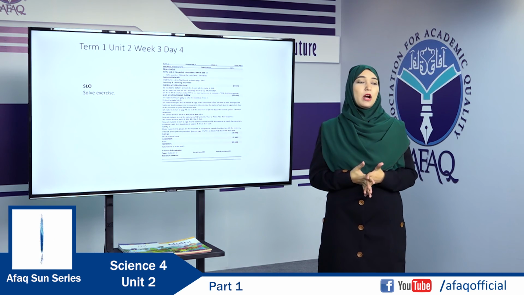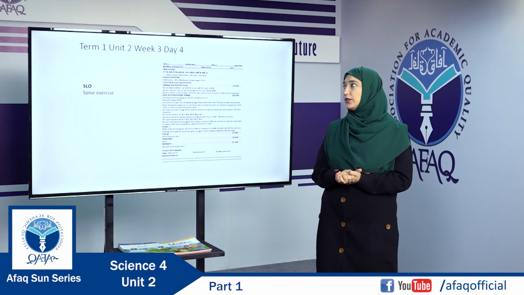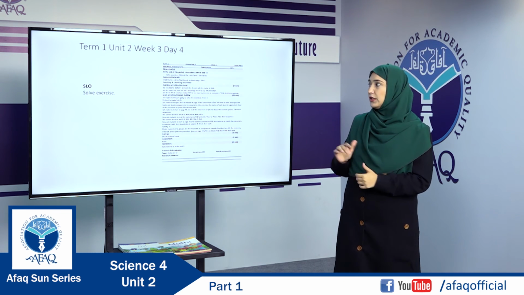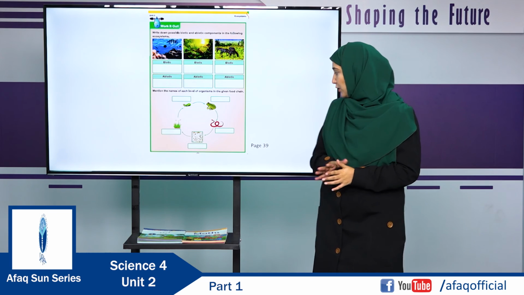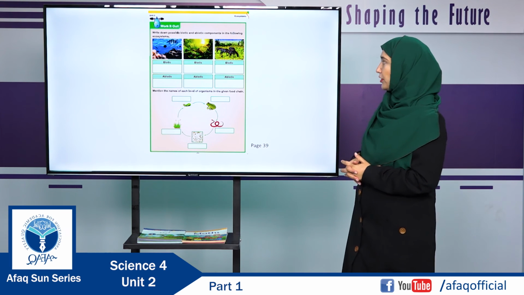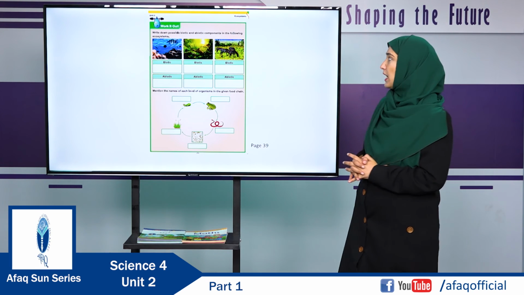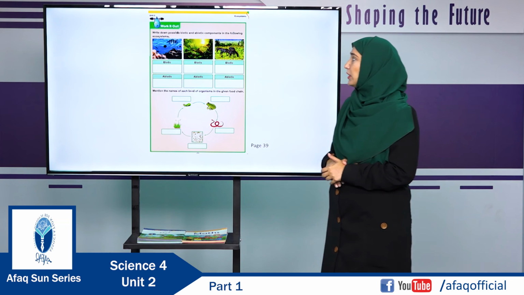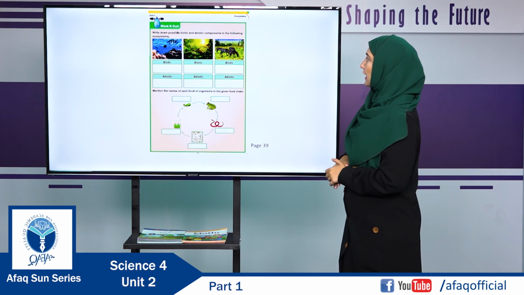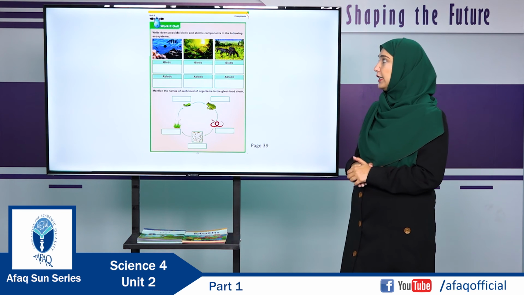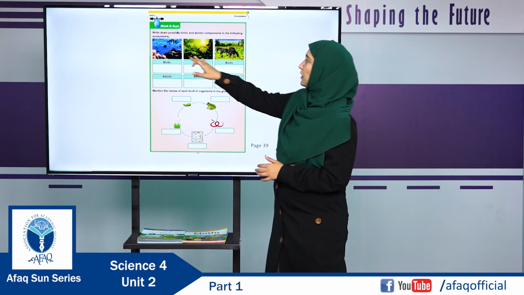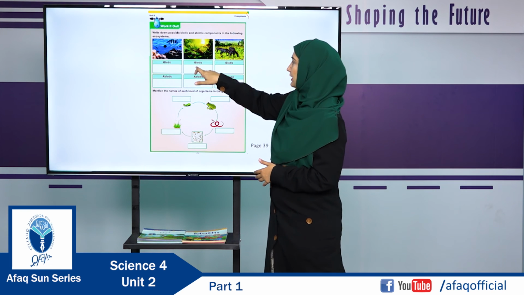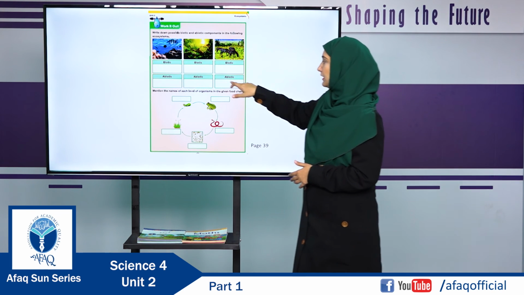Now, we will move towards day 4 of week 3, unit 2, term 1, and we are going to solve the exercise of this unit in this DLP. Students, open your book page number 39. Here, work it out is given. You have to solve this work it out. You need to write down possible biotic and abiotic components in the following ecosystems. Here the pictures of 3 ecosystems are given. You have to write the biotic components here and abiotic components here.